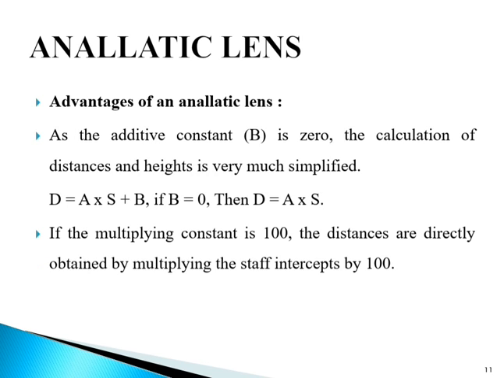Next are the advantages of an analytical lens. As the additive constant, say capital B, is 0, the calculation of distances and height is very much simplified. Like D is equal to A into S plus B; if B is equal to 0, then D is equal to A into S. So if the multiplying constant is 100, the distances are directly obtained by multiplying the staff intercept by 100. Be sure you remember this point, it is very important.